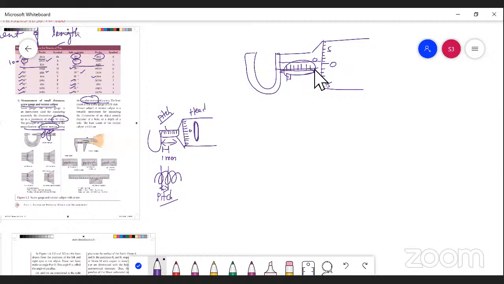What do you mean by pitch? It is very important. Pitch is nothing but the distance between two consecutive threads. In the scale, the pitch is completed in 1 millimeter distance. Just take note, this is very important. This information is not there in our textbook.